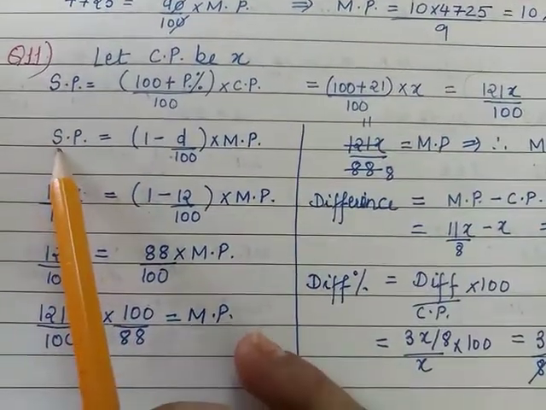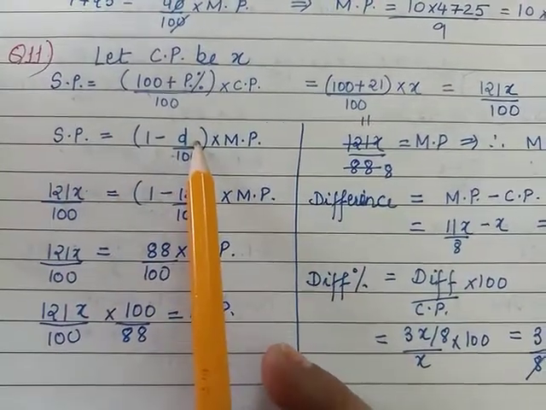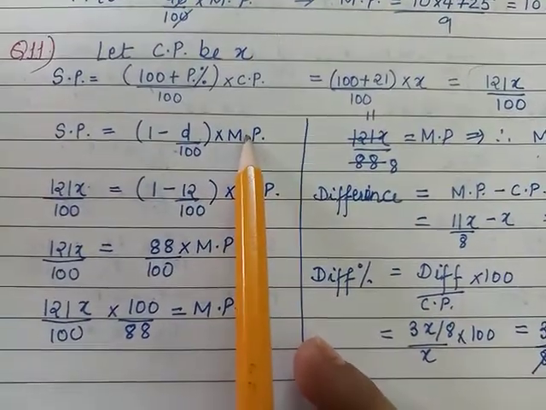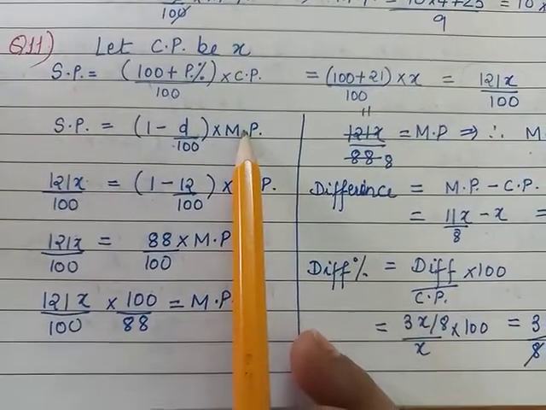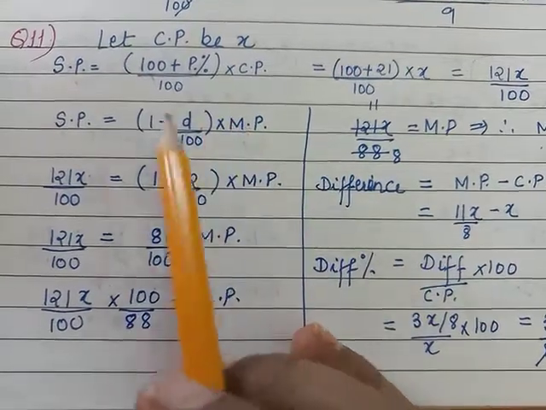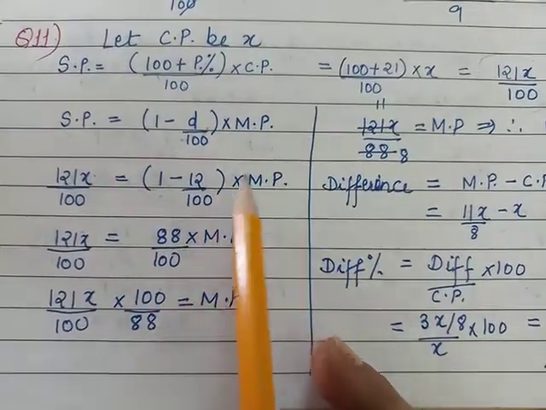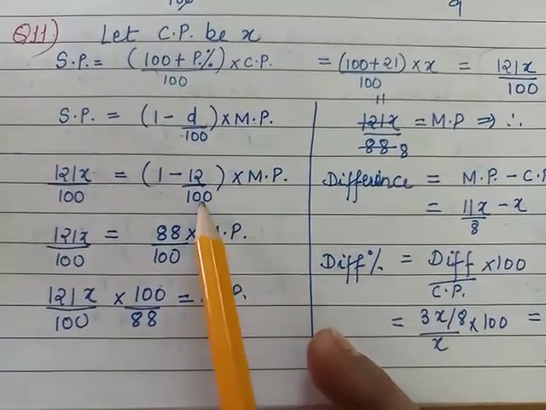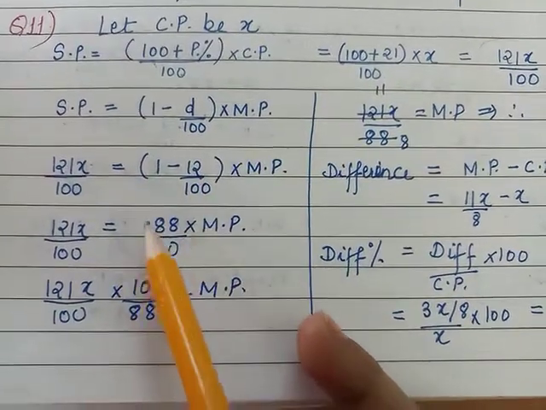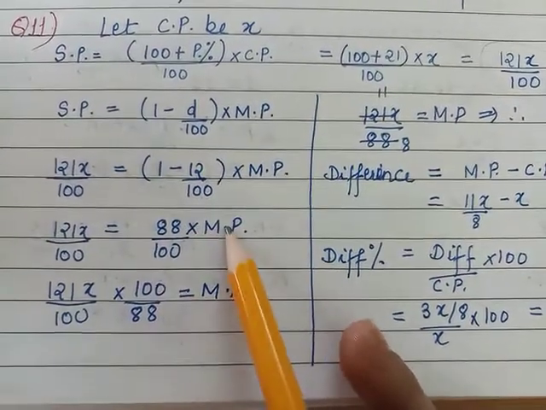Now we know the selling price, we know the discount percent. Can we calculate the mark price, as we are comparing the mark price and the cost price? So we substitute the different values, and when we calculate, 100 minus 12 will give you 88 upon 100 into mark price.